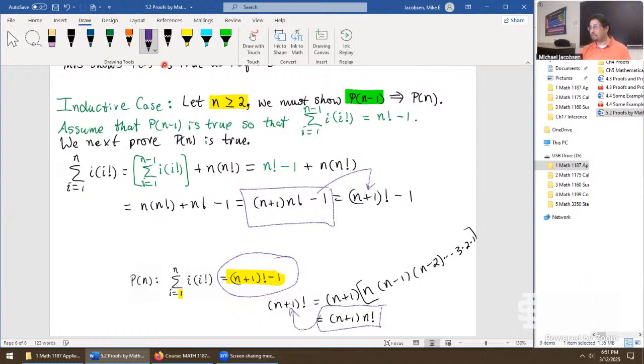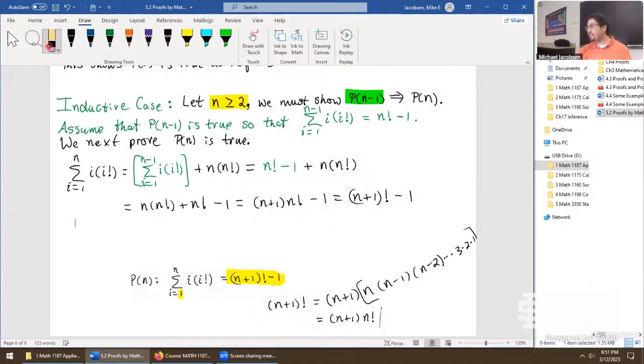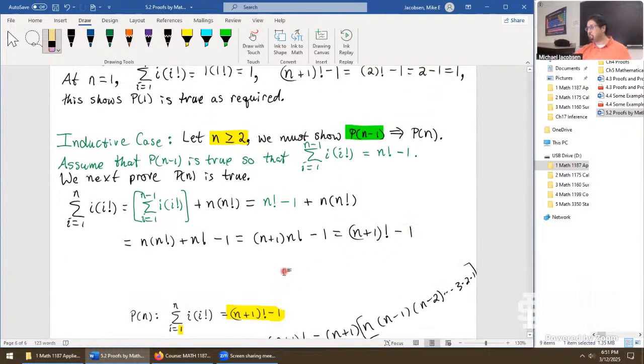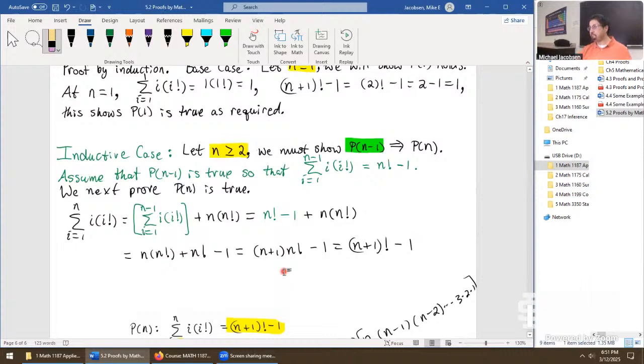Coming back here. That's a lot of arrows. I think that's even confusing me. But any questions at the moment, folks? With getting to that last statement here, n+1 factorial minus 1. Okay, well, it's definitely a cause for celebration because what did we just show? We showed that the assumption that Pn minus 1 is true will also imply Pn is true. Our work is done. We just need to wrap it up.